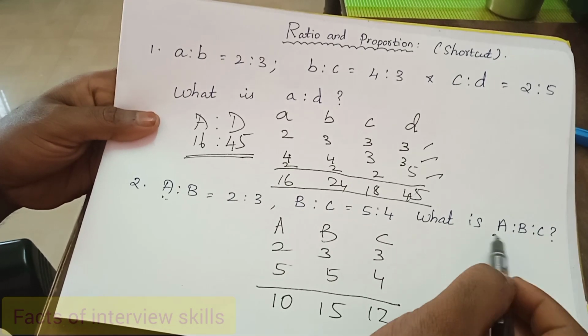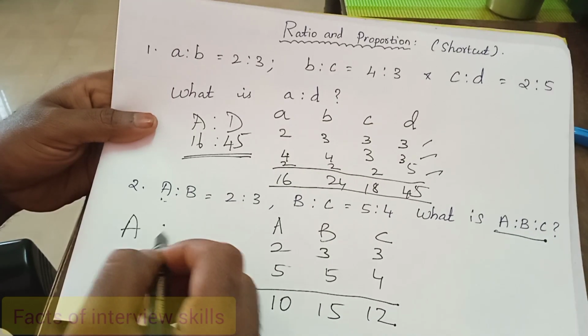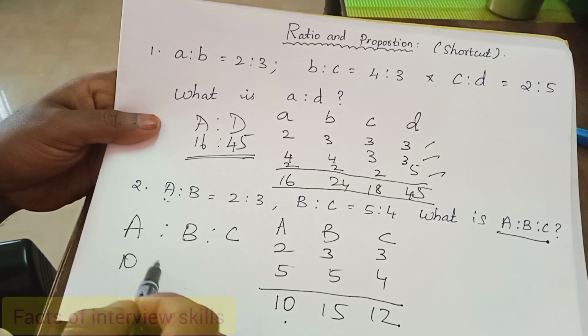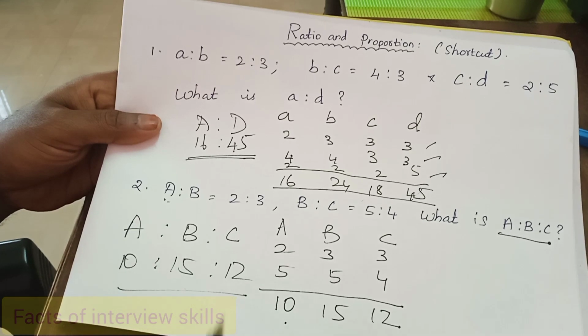What is the question? A is to B is to C. So A is to B is to C is 10 is to 15 is to 12. We got the answer.